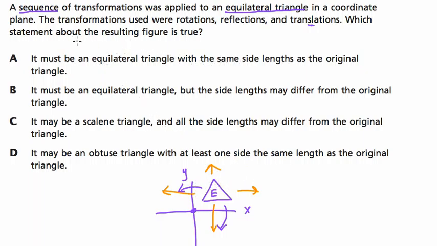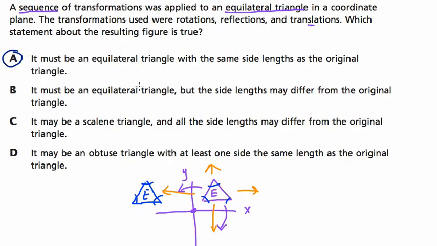And they want to know which statement is true about the resulting figure. So when we take our original equilateral triangle and we turn it or reflect it and slide it over, what's going to be true about it? Well, I know the angles are going to be the same. We're not messing with the angles, and the side lengths are going to be the same. It's just going to be somewhere else on the coordinate plane. So let's look at that. A: it must be an equilateral triangle with the same side lengths as the original triangle. Well, yes, that's true. We're not changing the side lengths, right? I think that's the answer, but let's keep going.